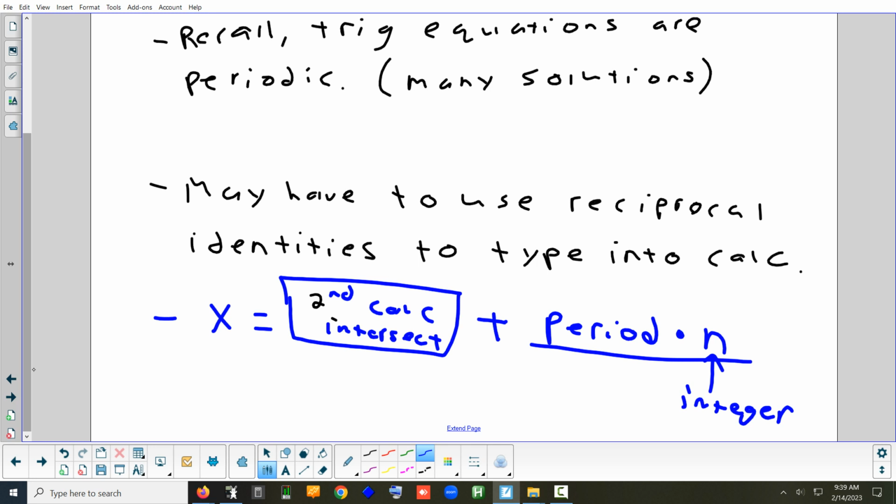When you say reciprocal identities, are you talking about like cosecant, secant? Yeah, so if you have to type in something like cotangent, secant, or cosecant, you don't have a button for those. So you're going to have to type in like 1 over tangent for cotangent.